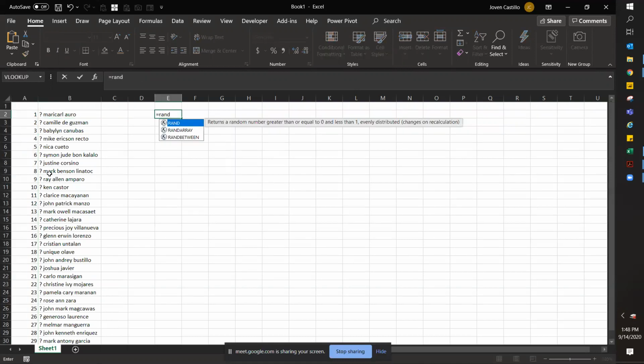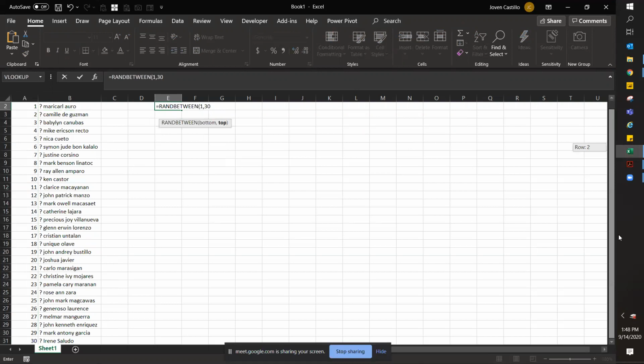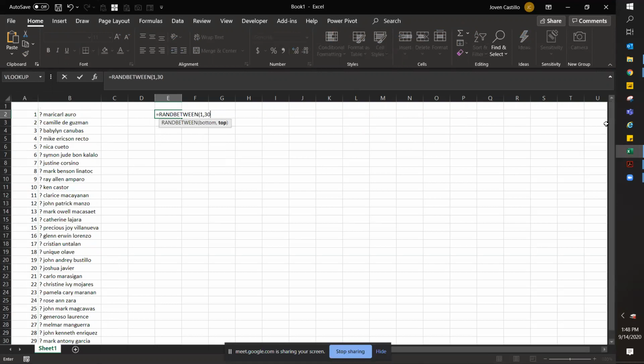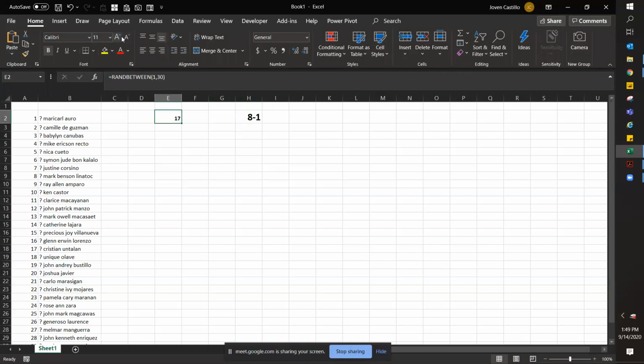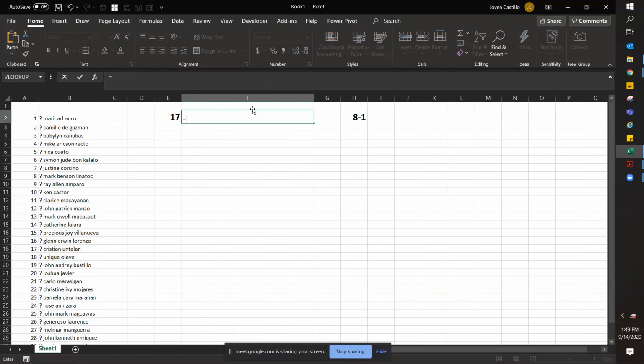So run between, check lang natin. I have 30 folks here. Okay. And then ito yung 8-1. Oh, yun yung problema. 8-1. Okay. Ayan. 8-1. And then kung sino yung magpe-present.